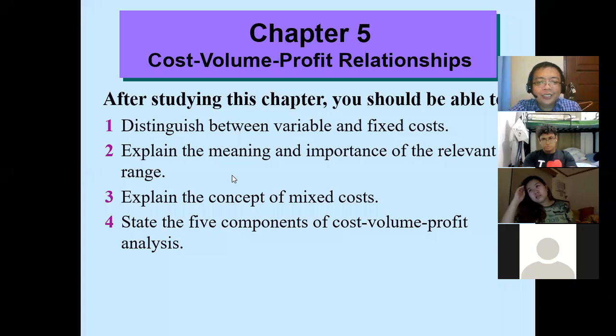And also, we will discuss the 5 components of the CVP analysis.